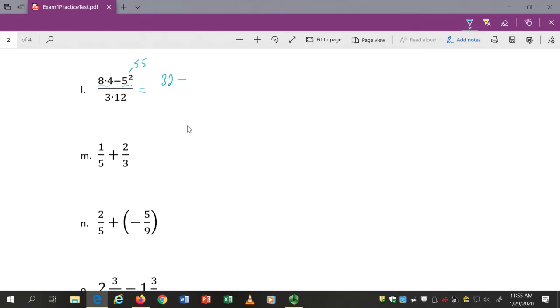Yeah, remember, that's not 10. It's not 5 times 2. It's 5 times itself twice. So that's 25. And then downstairs, so basically you just treat the numerator and the denominator separately, and then you deal with them at the end if it can be reduced.